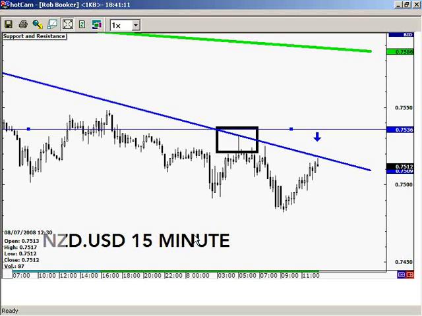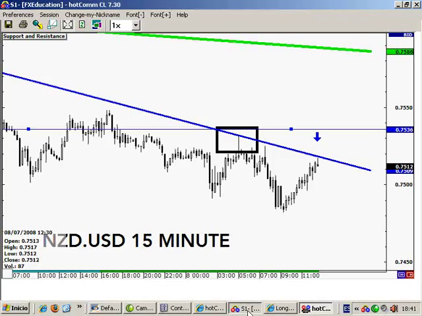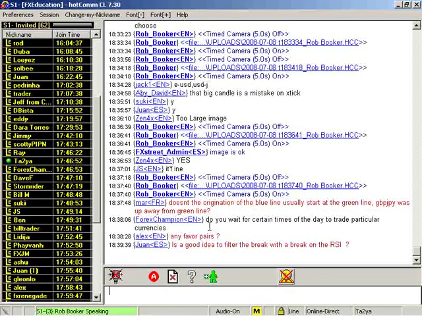Do you wait for certain times of the day? No. Any favorite pairs, asks Alex. Alex, what a brilliant question. With the two trendy system, I'll trade any currency pair in the world, and I prefer to trade the pound dollar, euro dollar, pound yen, those ones. My least favorite currency pair in the world is actually the US dollar to the Canadian dollar.